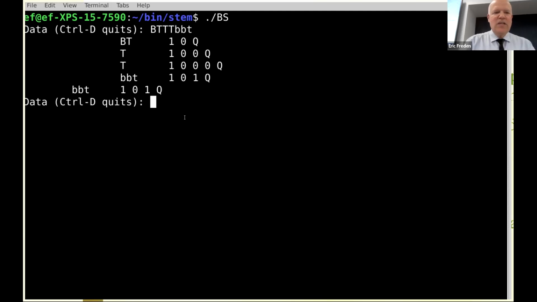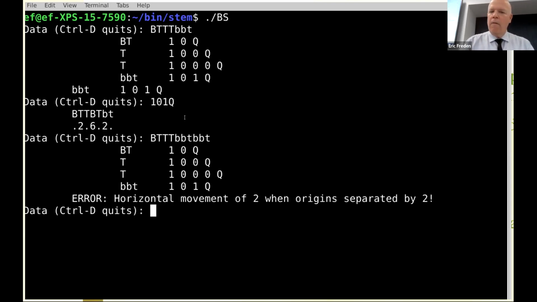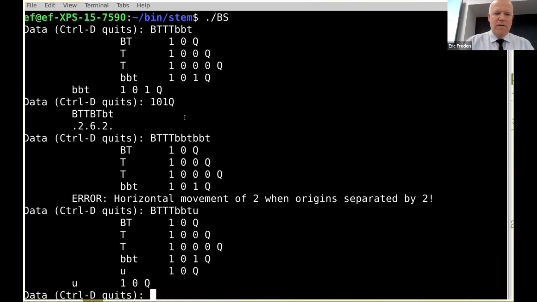Now, let's see. What is the dot code for that? 101Q. That's our .2.6.2 just showing. Okay. Can I take this word that I typed in and add another BBT to it? Instead of that, can I put a U on it? Yes, I can. There's my new Q code.